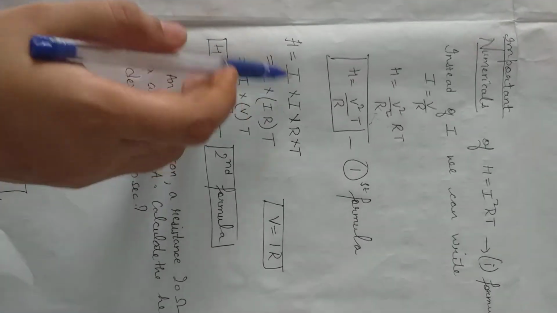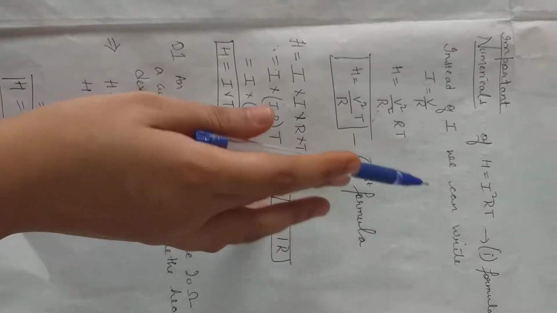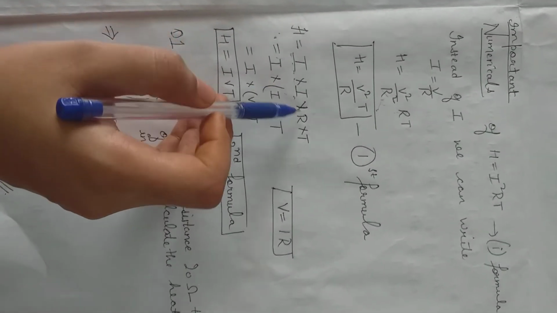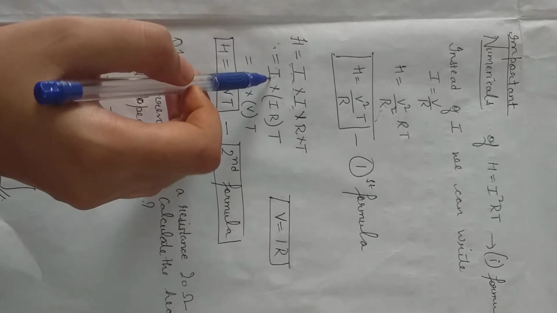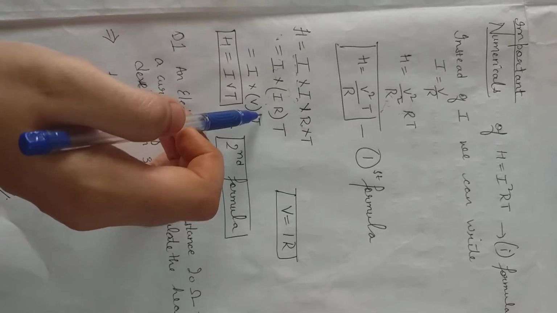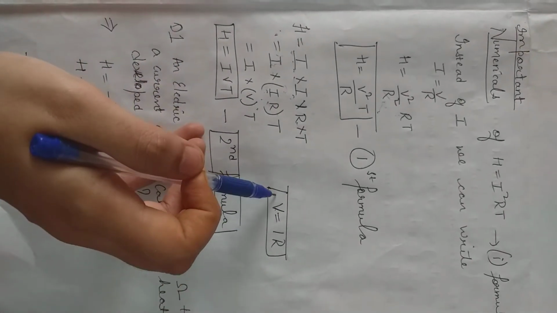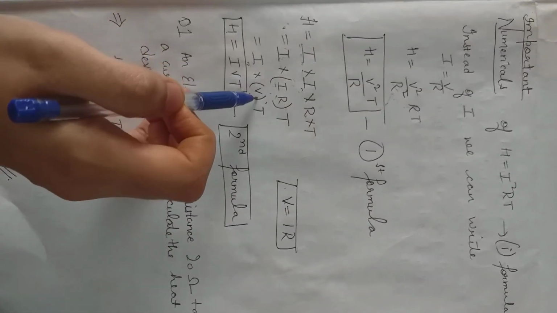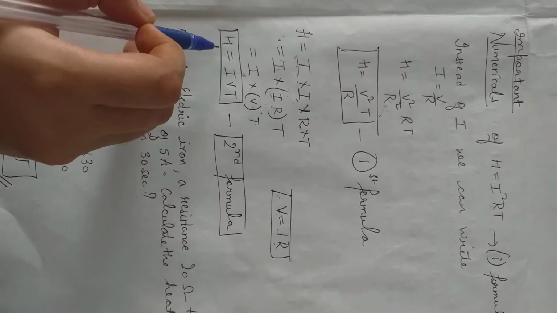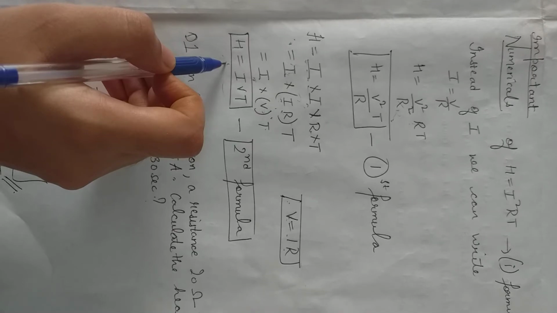Next, move to the second formula. H is equal to I square RT. We can write I square as I multiply I multiply R multiply T. So I multiply, keep the I into R in a bracket, multiply T. What can you write for IR? You can write it as V. So I multiply V into T. According to Ohm's law, V is equal to IR. So the next formula that comes out is H is equal to I multiply V multiply T.